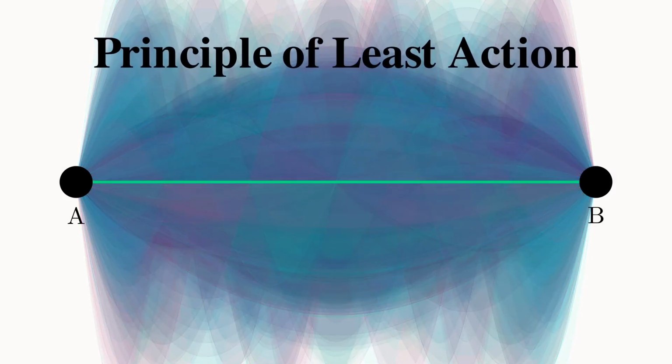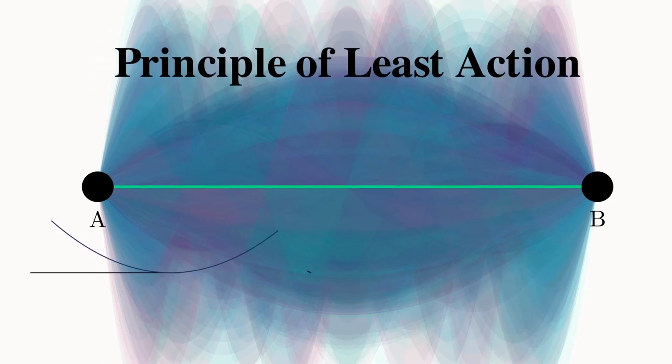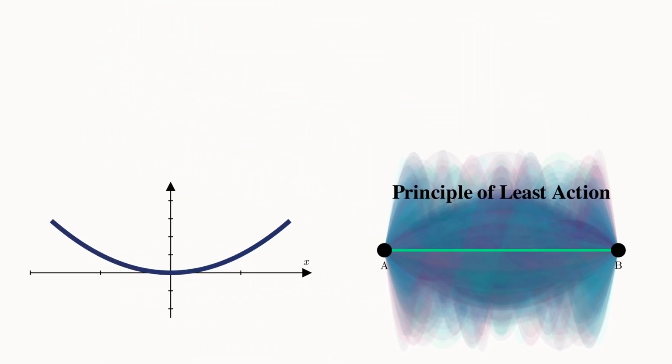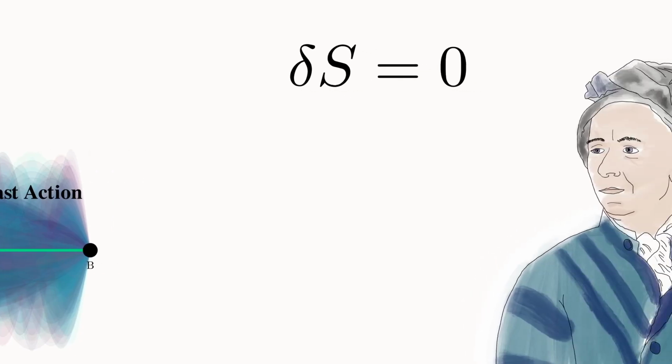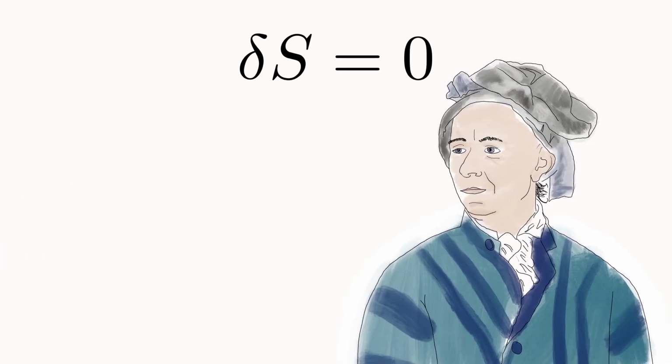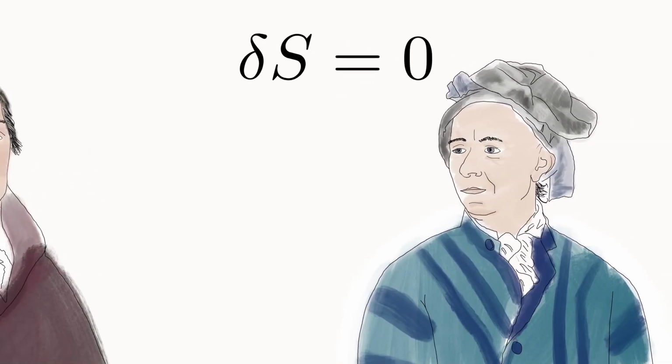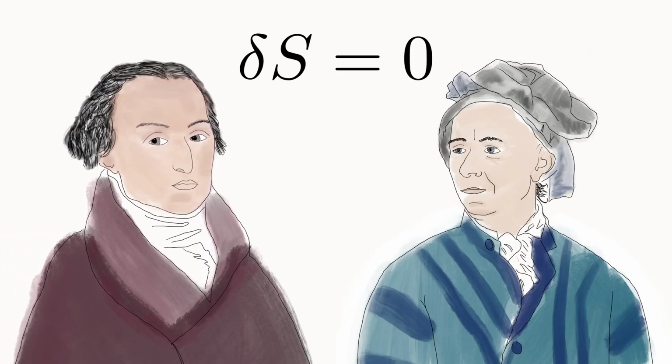And just as the way to find the minimum of a function is to take its derivative and set it equal to 0, the same approach works for the action. To find the true path, we set the variation of the action to be 0. In the ensuing decade, this principle was further developed by Leonhard Euler and came to its near-complete mathematical development in 1788 with the work of Joseph-Louis Lagrange.